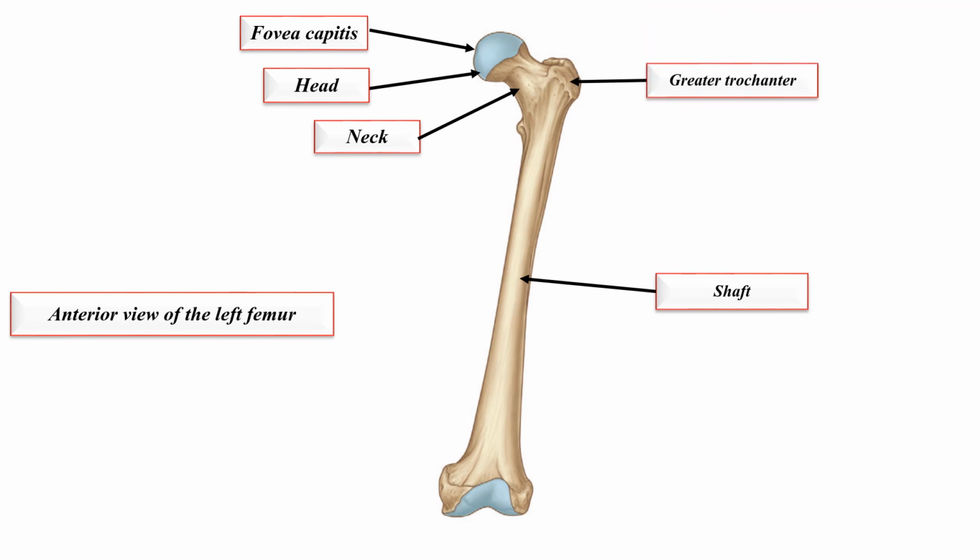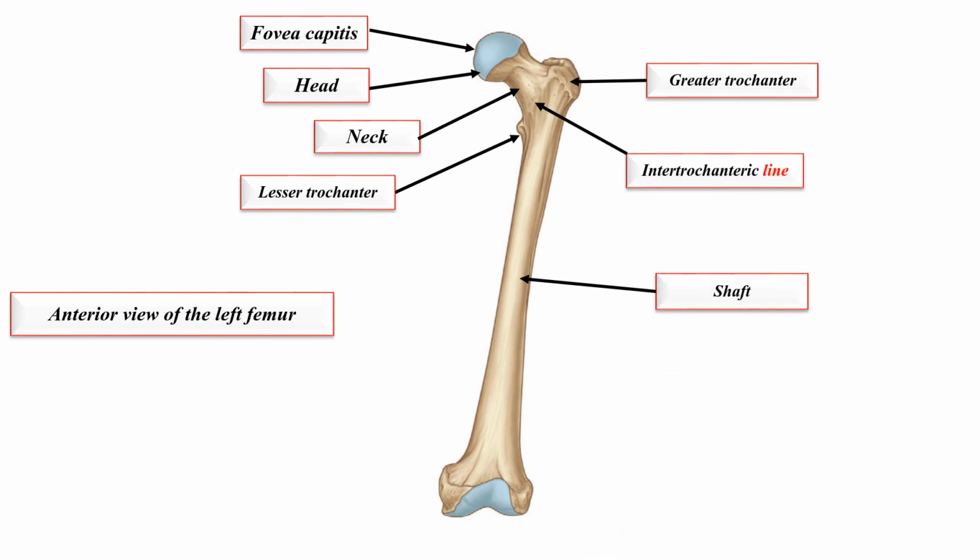This is the greater trochanter. It projects upwards and backward from the junction between the neck and the shaft of the femur. The greater trochanter provides an insertion for many muscles. This is the lesser trochanter. It projects medially from the junction between the neck and the shaft of the femur. The lesser trochanter has a smooth surface. This surface is facing medially. As we said, the lesser trochanter provides an insertion for the iliopsoas muscle tendon.